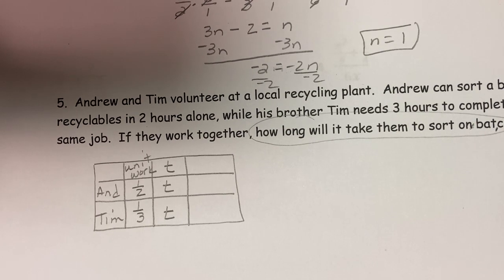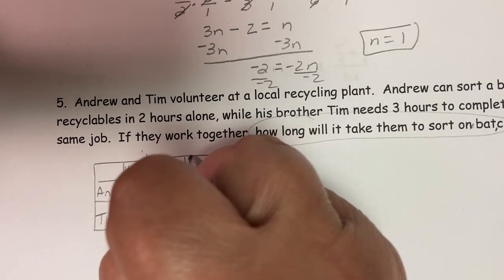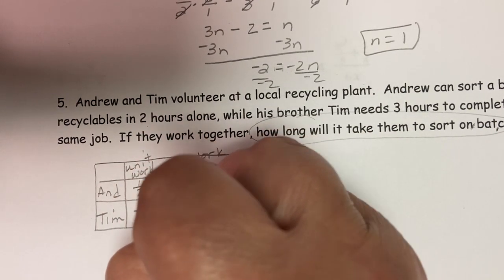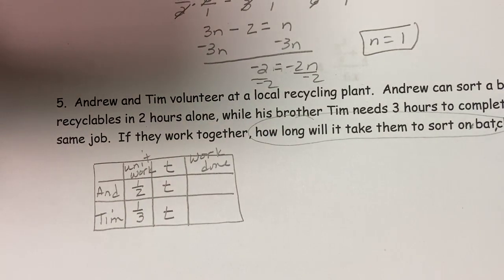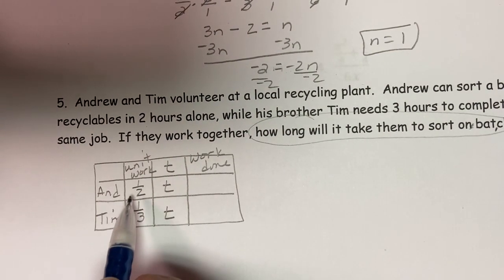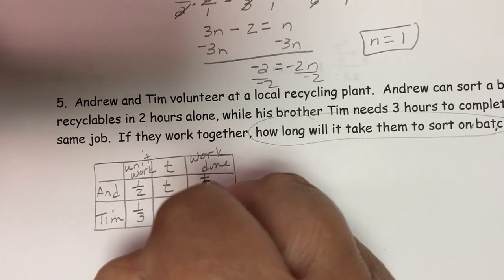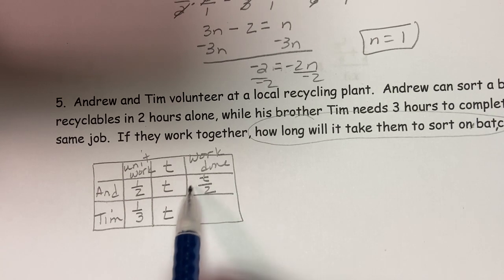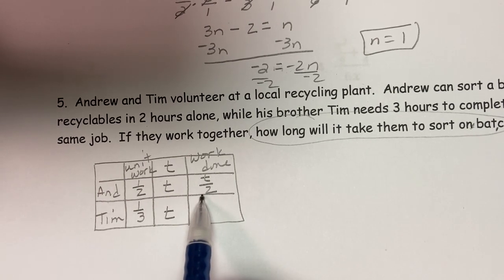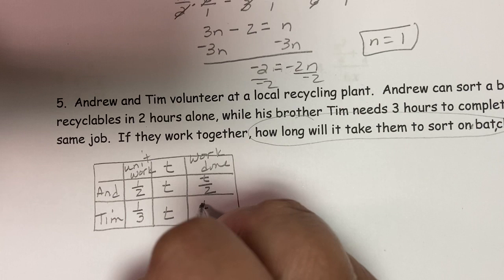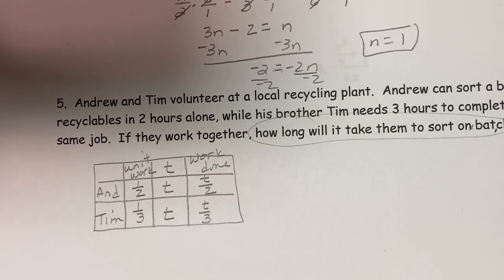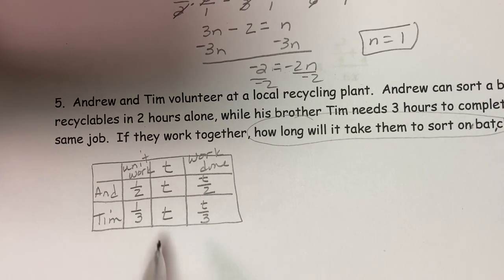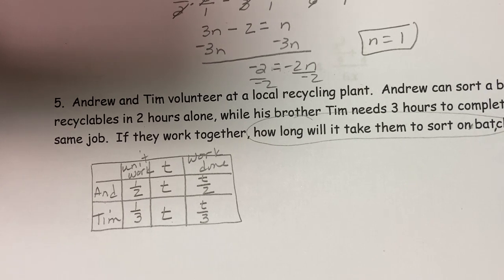Now, in every single story problem we worked with, how did you get the last column? You always multiplied the first two. This column is work done. It's how much work they are doing. So Andrew's work done would be 1/2 times T, which is T/2. This is the part of the recycling that Andrew did. For Tim, his part of the recycling that he did is T/3. So I just multiplied T/1 times 1/3.